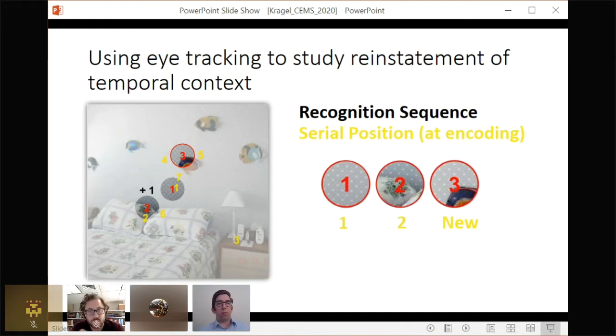And so then we can further look for evidence of temporal reinstatement by looking at the transitions in these sequences according to their encoding positions. So here, the first transition at retrieval actually corresponds to a lag of +1. And so if you might imagine reinstatement occurring, you would make a lot of these transitions in the same way you might do in a recall sequence.